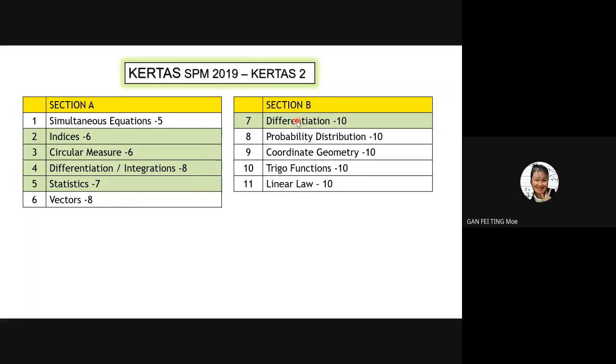Then section B, each question will bring you 10 marks. Question number 7, differentiation, 10 marks. Question number 8, probability distribution, 10 marks. Coordinate geometry for question number 9, 10 marks. Question 10, trigonometric functions, 10 marks. And question 11, linear law, 10 marks.